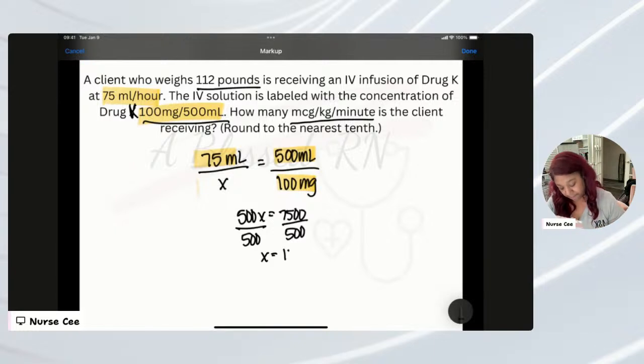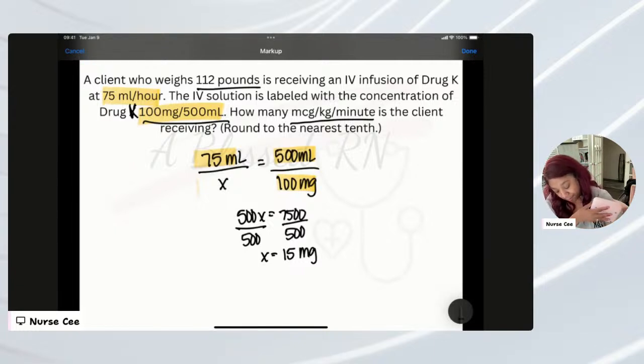15, right? Yeah, 15. So that's 15 milligrams. Because you see, with an equal sign, you have to have both of your units in the same position because it has to be the same on both sides. So anybody that's looking, this is not dimensional, this is ratio and proportion, okay?